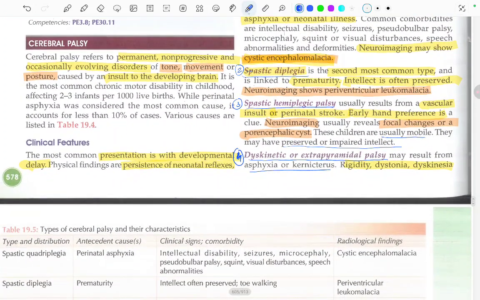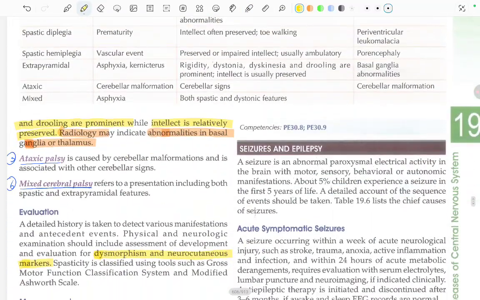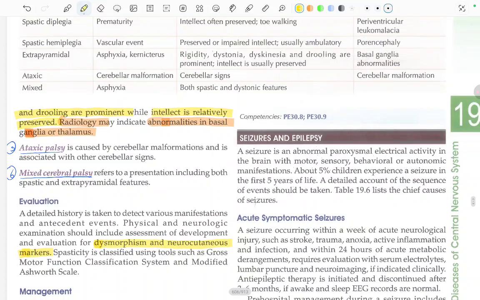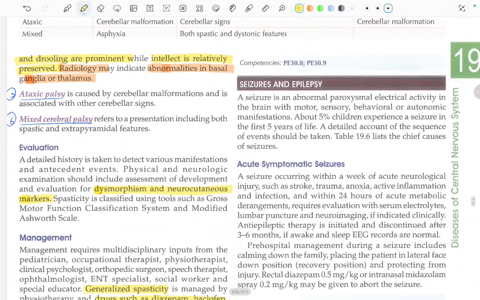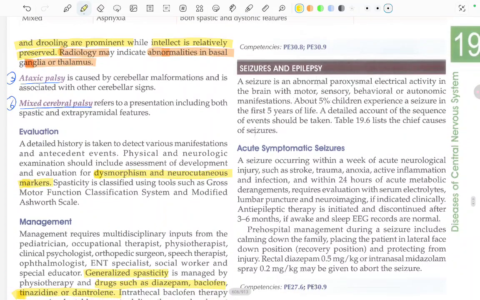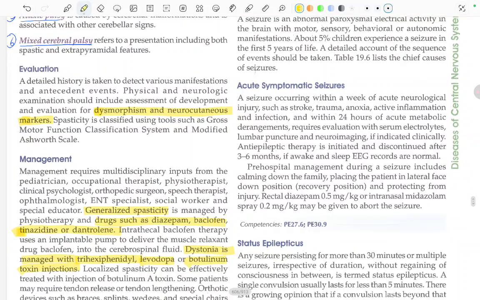Dyskinetic type may result from asphyxia or kernicterus, and rigidity, dystonia, dyskinesia and drooling are prominent. Intellect may be relatively preserved, and on radiology there will be abnormalities in the basal ganglia or thalamus. Then there is the ataxic type. There will be cerebellar malformation and cerebellar signs will be present. In the mixed type, there is a presentation including both the spastic and the extrapyramidal features. While evaluating, we should also look for dysmorphism and the neurocutaneous markers.